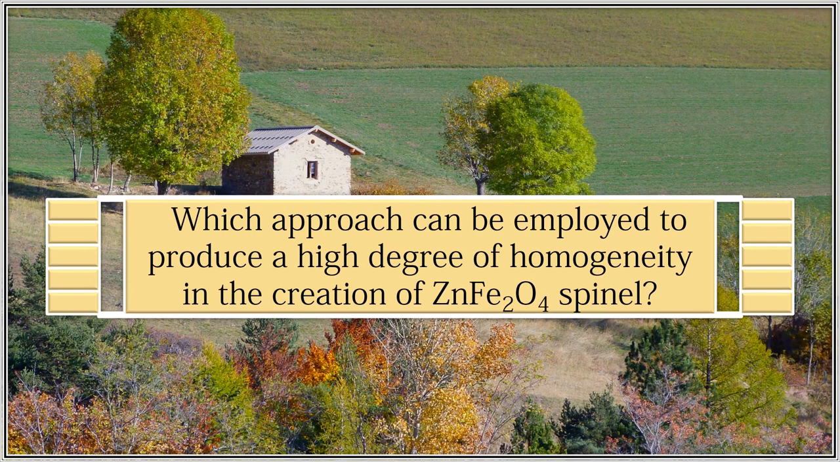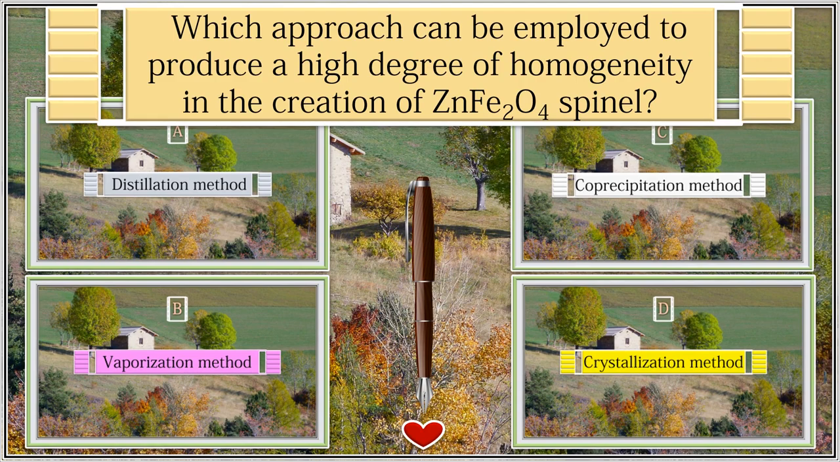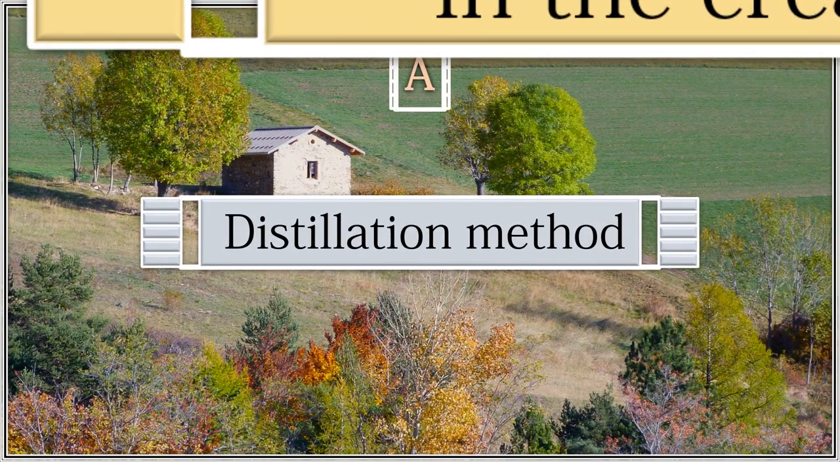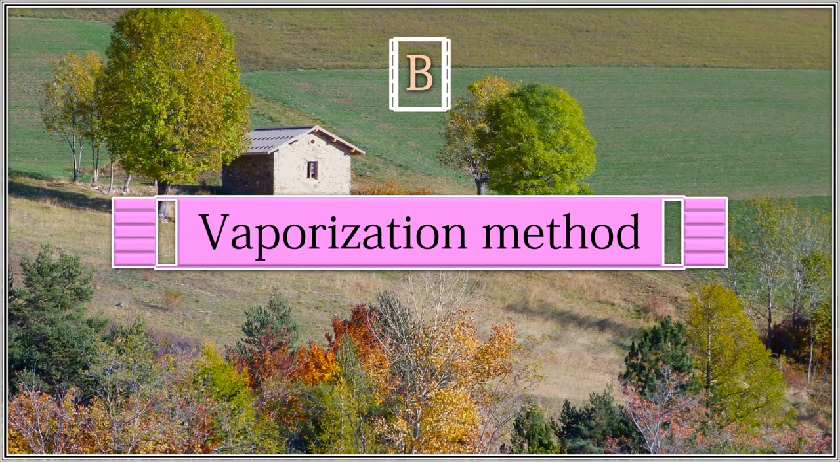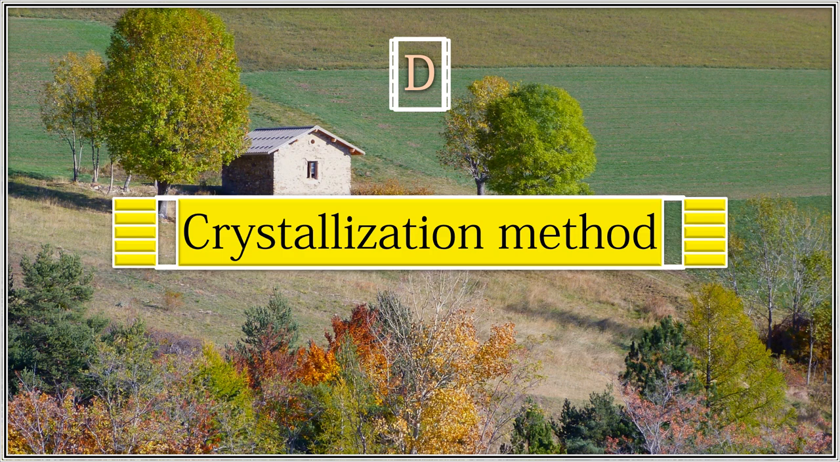Which approach can be employed to produce a high degree of homogeneity in a reaction of zinc iron oxide spinel? Distillation method, vaporization method, coprecipitation method, crystallization method.